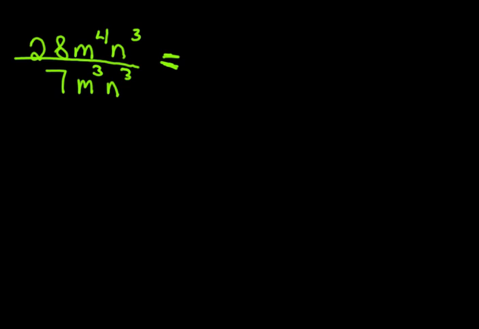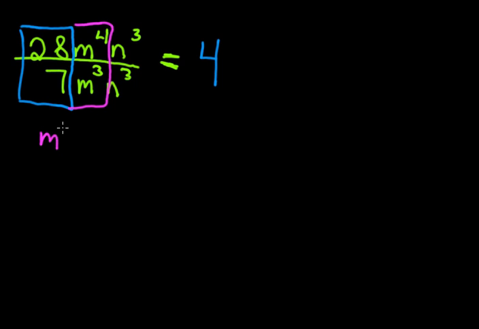So let's paint some sections here. We'll say, hey, let's look at this. 28 divided by 7. That's 4. Then we're going to look at m to the fourth divided by m cubed. Well, our exponent rules say that's m to the fourth minus 3, which equals m to the first. So we get m.